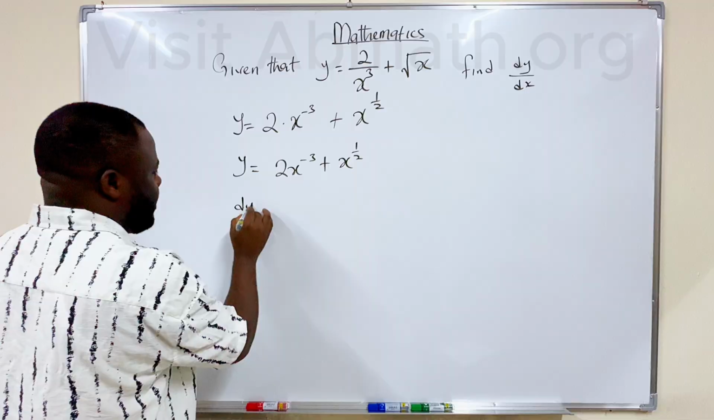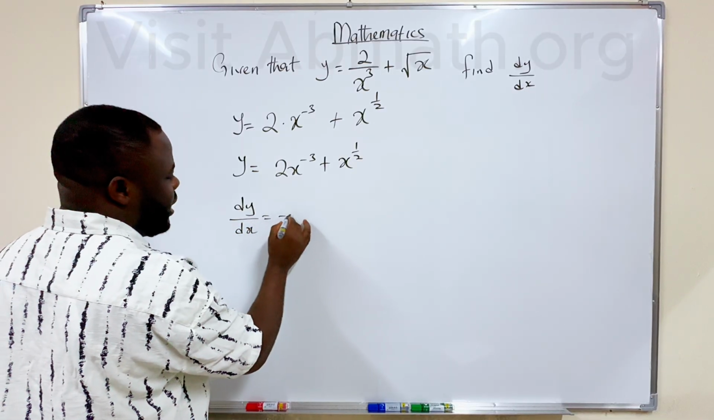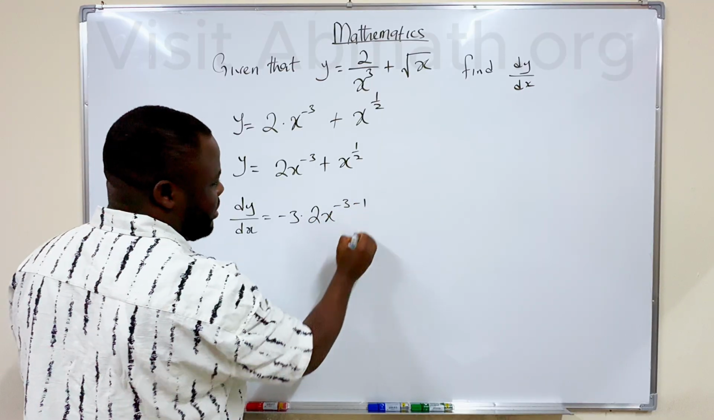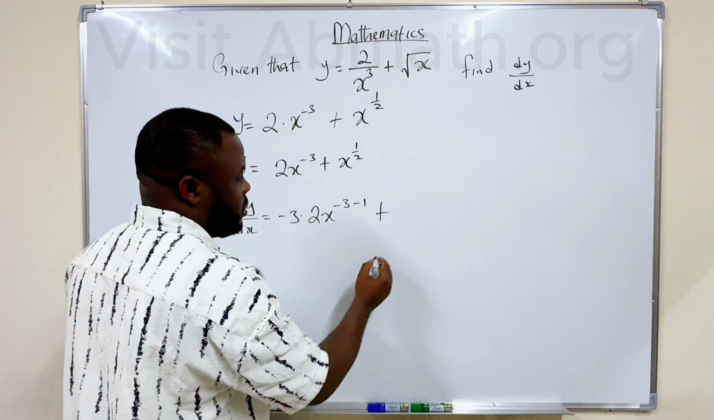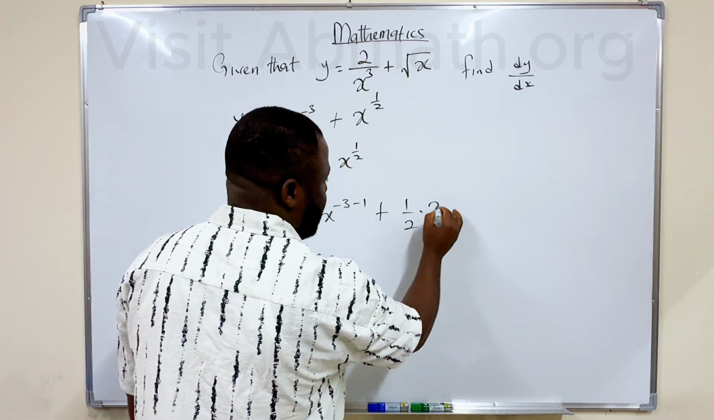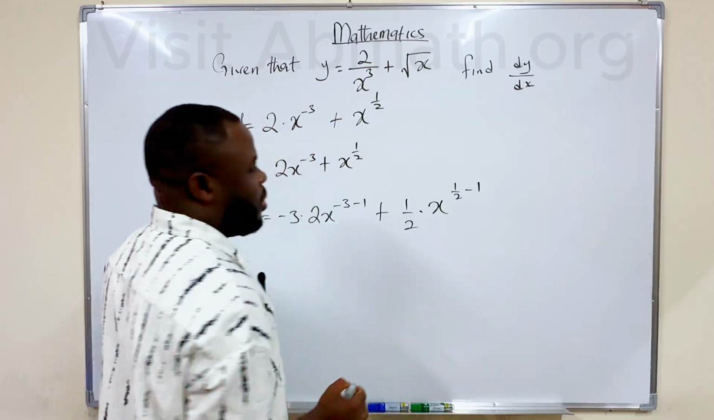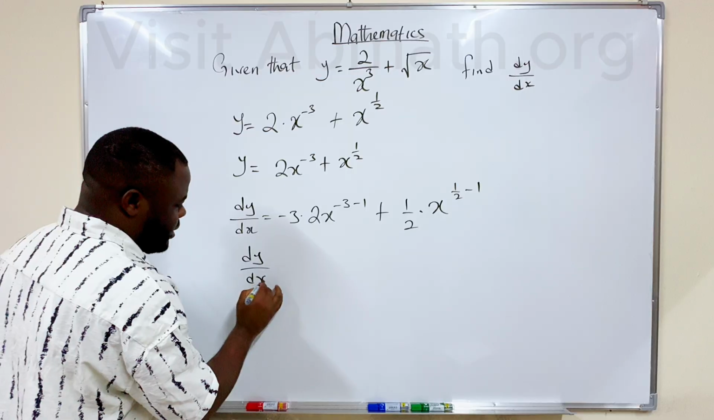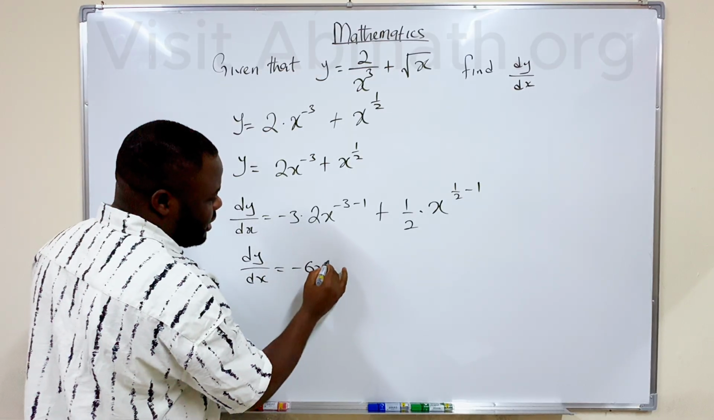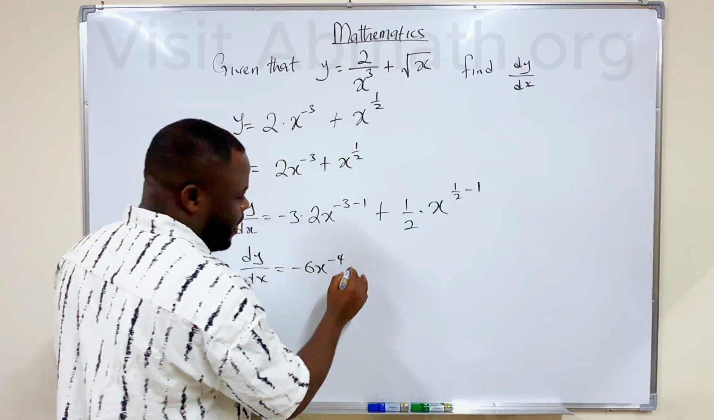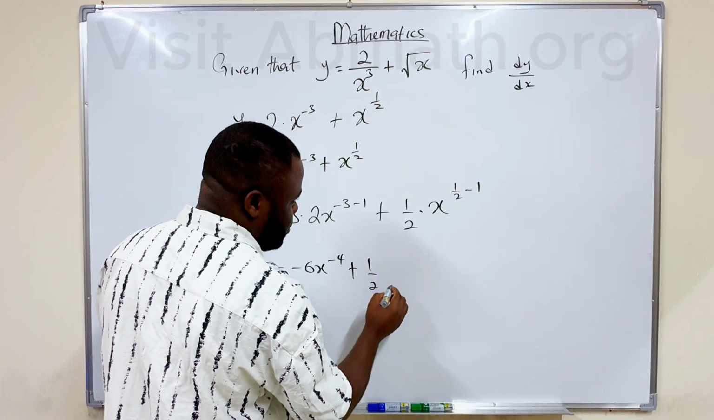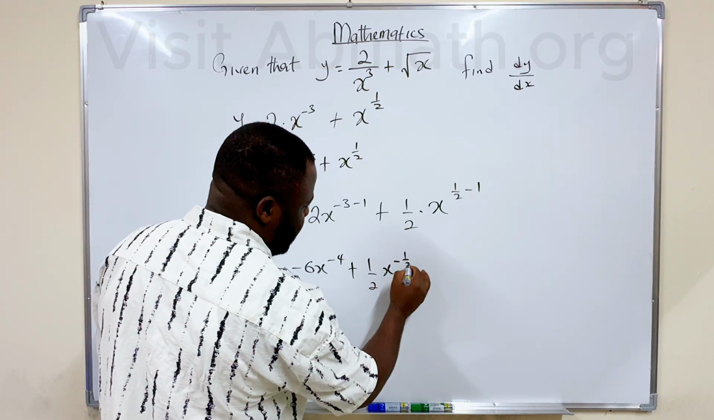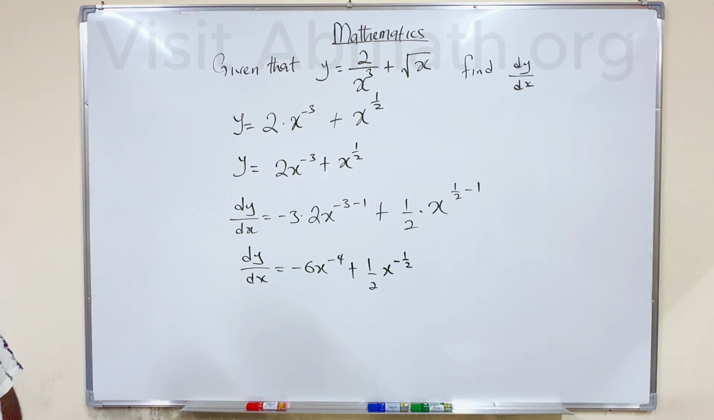So I now have dy/dx will now be negative 3 multiplied by 2x raised to power negative 3 minus 1. Then plus 1 over 2 multiplied by x to the 1 over 2 minus 1, right? So I now have dy/dx will now be negative 6x raised to power negative 4, plus 1 over 2 x raised to power negative 1 over 2. So that is what is going to give us.